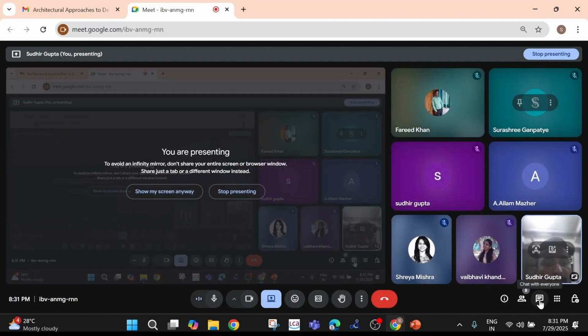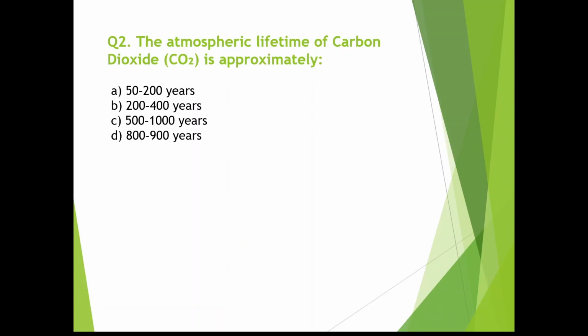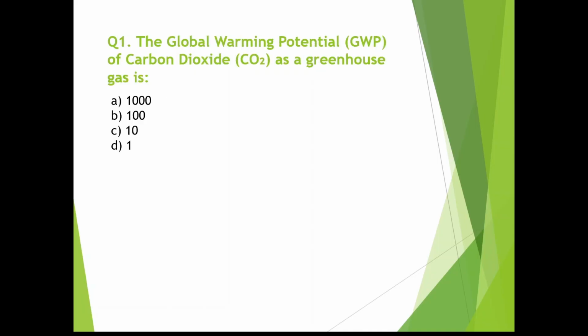So rest of you also try to give your answer if you have some other point of view for this particular question. Question number 1. The atmospheric lifetime of carbon dioxide is approximately, sorry, this was the question: the global warming potential of carbon dioxide.